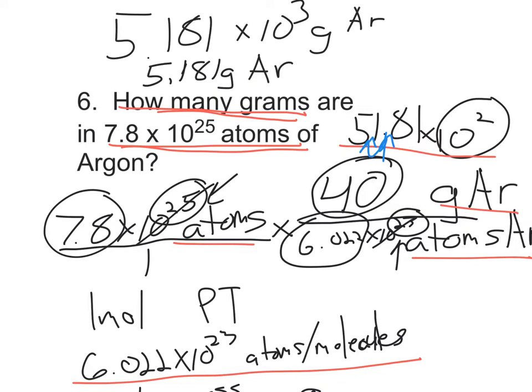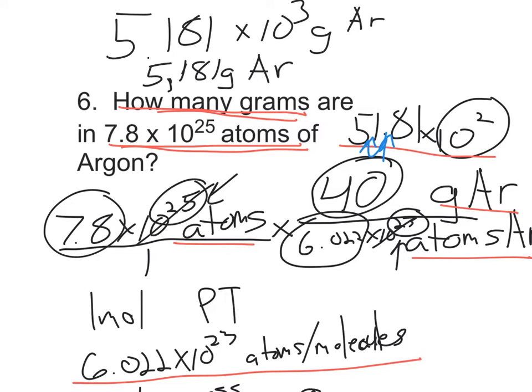The whole point of writing in scientific notation is to take big numbers that are hard to read and make them easier to read. Well, this 5,181 is not that hard to read for most of us at this point. So I would actually accept either of these answers on a test.